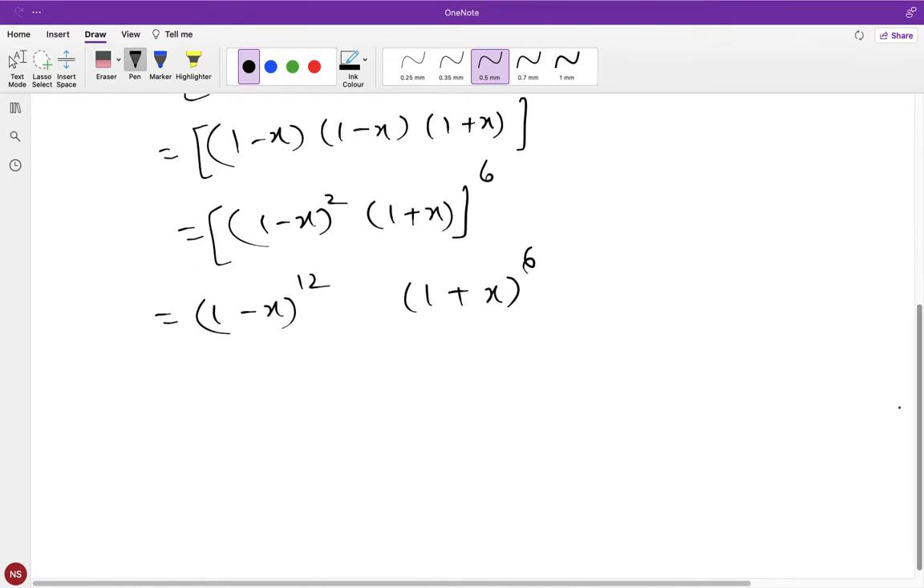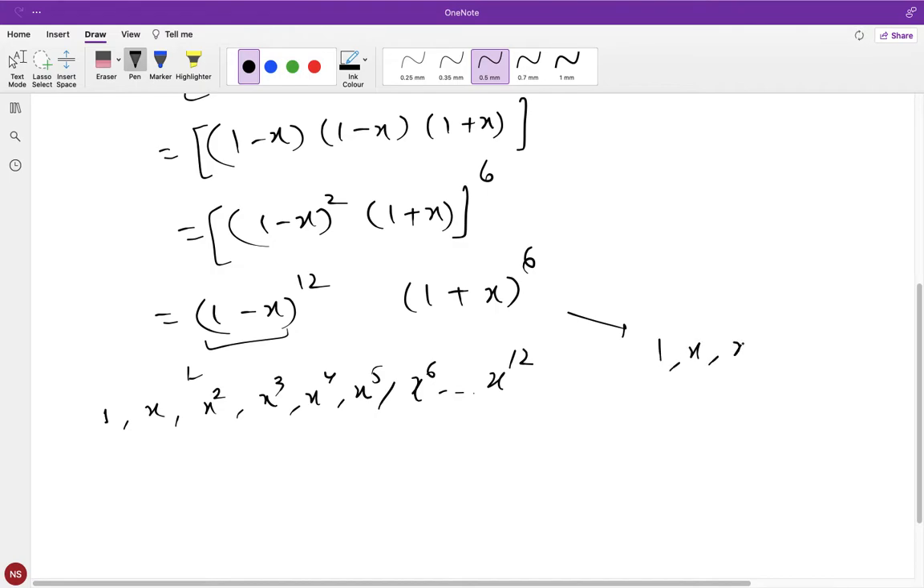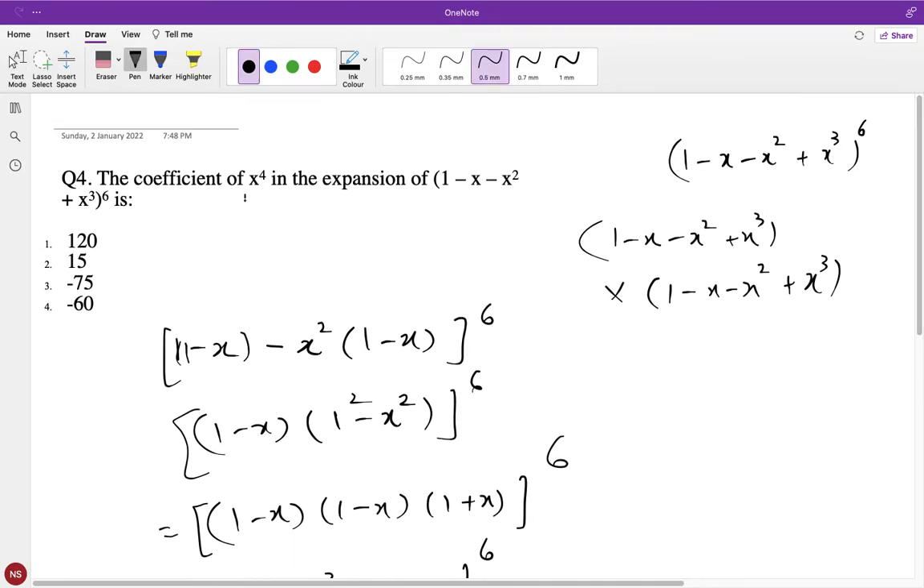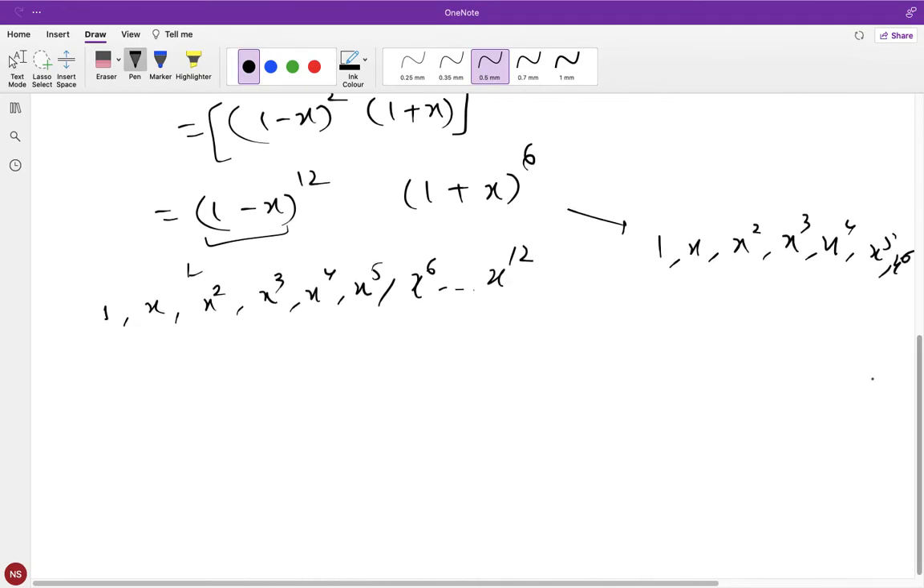Now this is much easier to expand. When I expand this, I will get terms of 1, x, x square, x cube, x4, x5, x6. This will go till x12. This will be like 1, x, x square, x cube, x4, x5, x6. Now in the problem I am being asked the coefficient of x raised to the power 4. So I don't need to find this term or this term. And I don't need any of the terms more than x raised to the power 4. I will just ignore them.